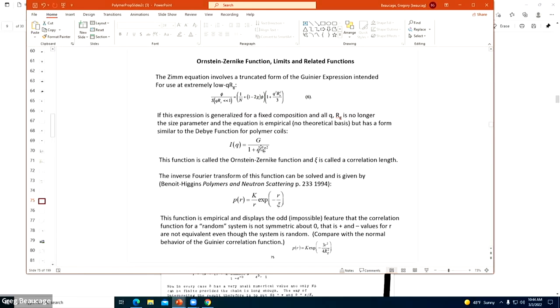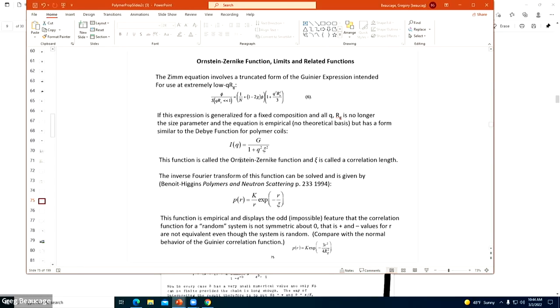But the thing has nice features. It has Guinier's law, since it came from Guinier's law. And if you go to high Q, Q times this length is bigger than 1, so that gives you the Q to the minus 2 power law too. So it's got all the features you'd want out of a function if you're going to invent one for a polymer coil. The problem is, it doesn't make any sense, right?